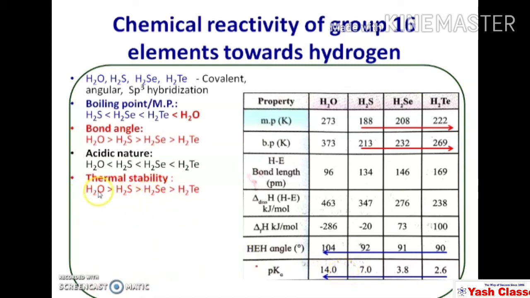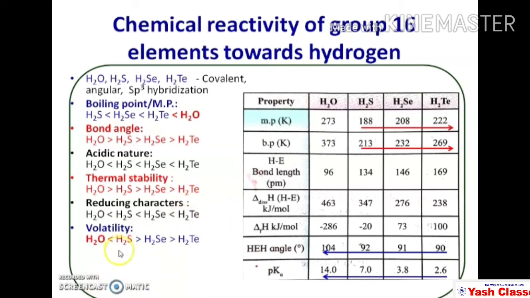Then thermal stability decreases from water to hydrogen telluride. Reducing character increases in this order. For water reducing character is less, whereas for hydrogen telluride reducing character is more. Volatility. Actually H2S, H2Se and H2Te are gases. H2S is the most volatile.